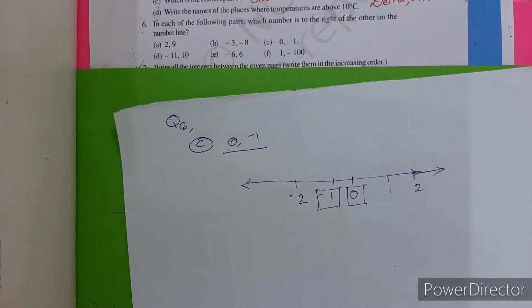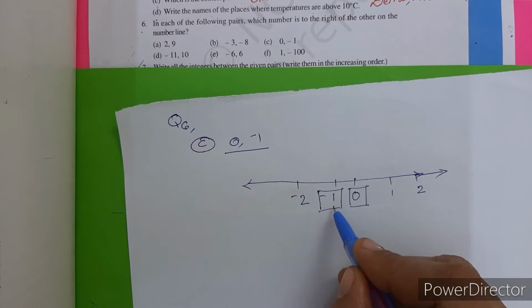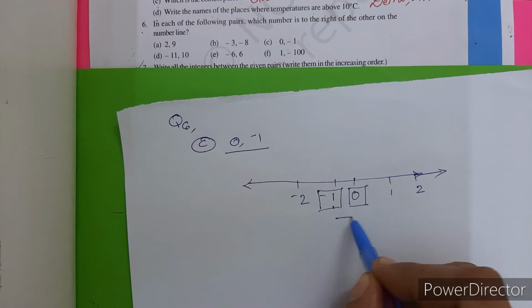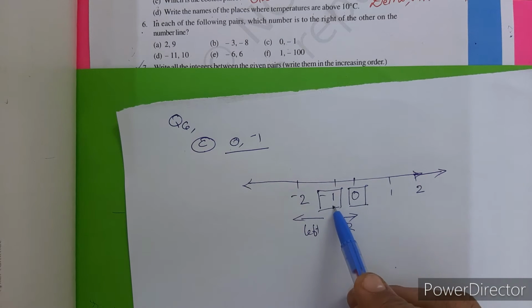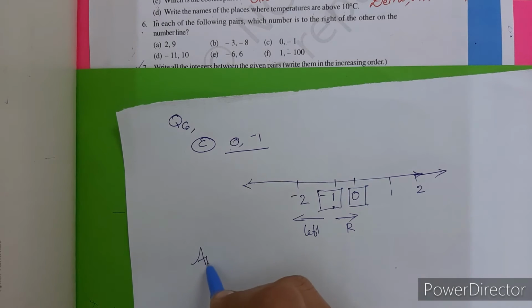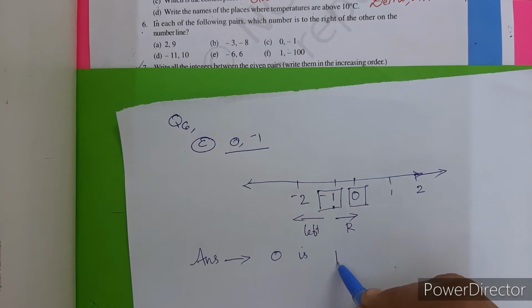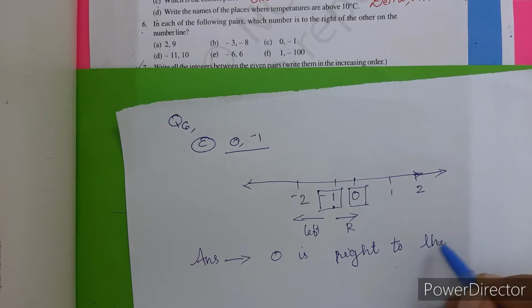Right children? So here we can see minus 1 is smaller because that is a negative integer. The right side of the smaller number is here and this is left. So 0 is present on the right side of minus 1. So the answer is 0 is right to minus 1.